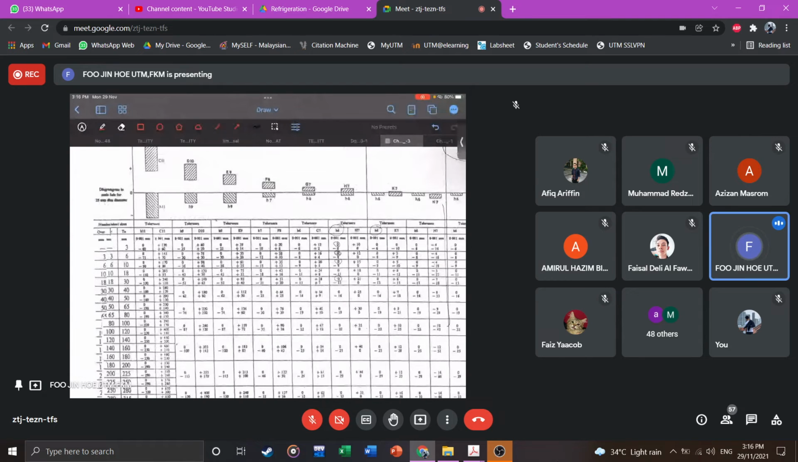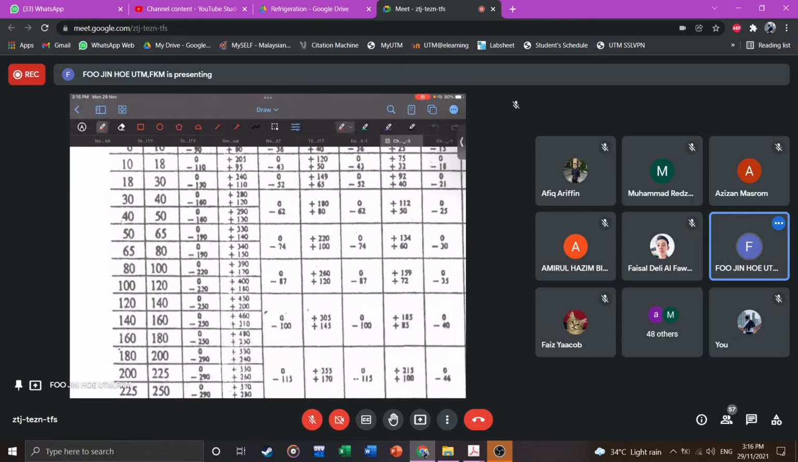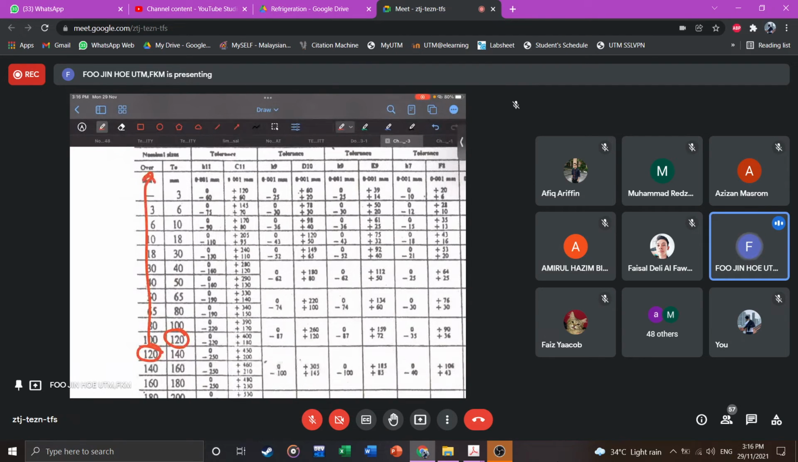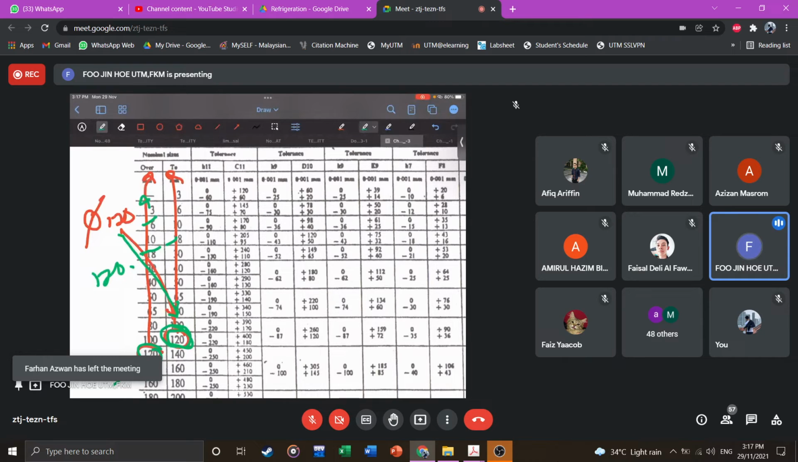So here we have 120 and 120, and again we have to look. This is over 120. This is up to 120. So the size of 120 is this one, only up until 120. Even though there is a plus, and it ends up at 120 point something, we still refer to this one. Because the basic size, this is what we talk about, the basic size. Over 120 does not include 120. It is 120 something onwards.